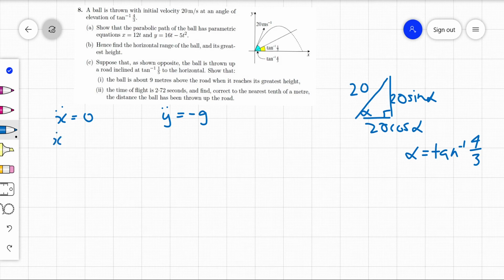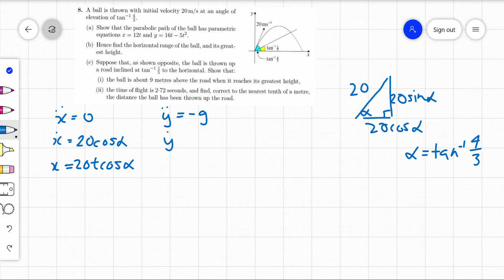All right, so if we integrate this one, we're going to have a constant, and the initial horizontal velocity we know is 20 cos alpha. And if we integrate to find x, we have 20t cos alpha plus c, and the c will be 0 because we're starting at the 0, 0 point, so x is 0. y is 0. We'll look at that in a second.